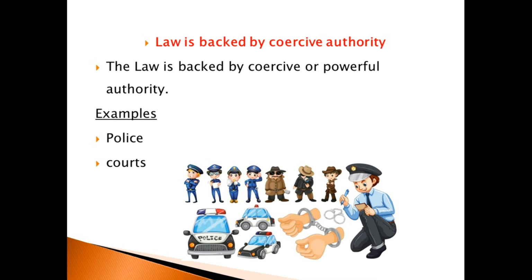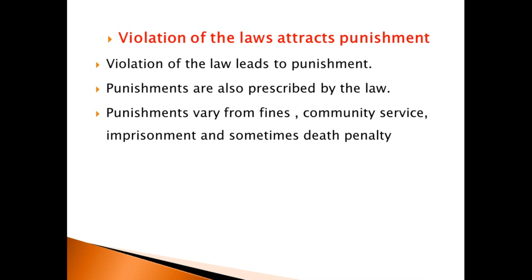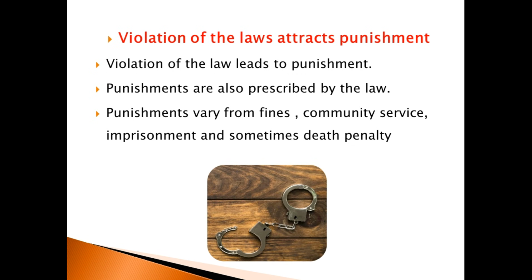Then, lastly, violation of law attracts punishment. Surely the violation of law leads to punishment. Punishments are also prescribed by the law. Punishments for crimes are spelled out in the law. Punishments vary from fines, community service, and imprisonment to, sometimes, the death penalty. That's why a person who defrauds someone of $5,000 is treated differently from one who defrauds another of $5 million. Their punishment is certainly not the same.